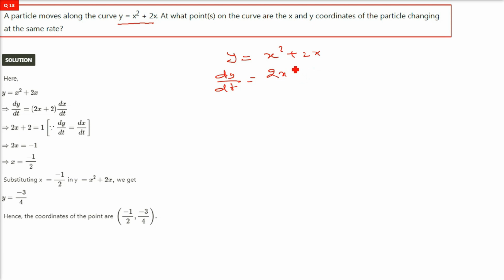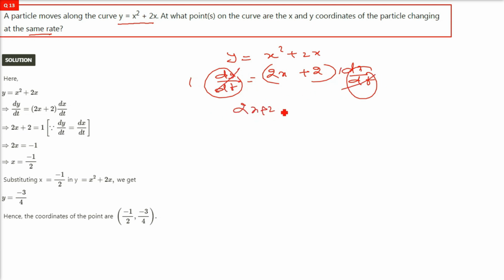But we are not going to stop here because we are differentiating with respect to t. So x square and 2x will give you dx by dt. I am just taking it outside, dx by dt. At what points on the curve are the x and y coordinates of the particle changing at the same rate? The dx by dt are equal, which is given in the question. So 2x plus 2 is equal to 1.